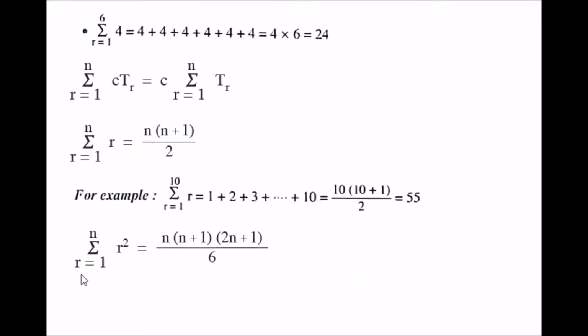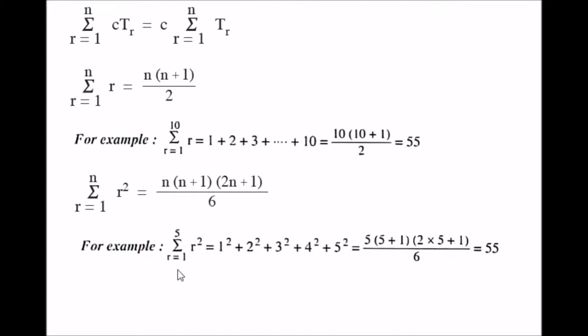The next property, sigma from r equals 1 to r equals n of r squared. This is equal to n times n plus 1 times 2n plus 1 over 6. For example, sigma from r equals 1 to r equals 5 of r squared. This is equal to 1 squared plus 2 squared plus 3 squared plus 4 squared plus 5 squared. We can get it in one step from the following property. This is equal to n, which is 5, times 5 plus 1 times 2n plus 1, times 2 times 5 plus 1, over 6. This is equal to 55.